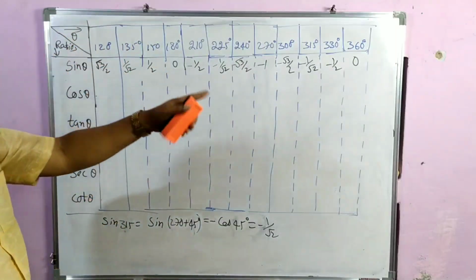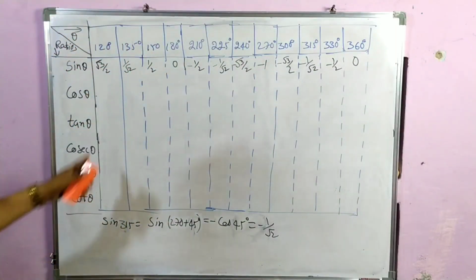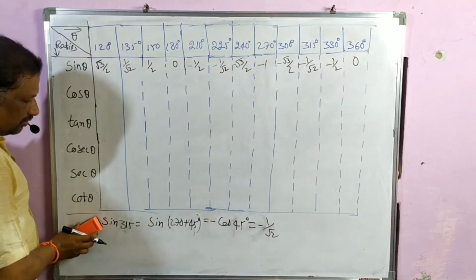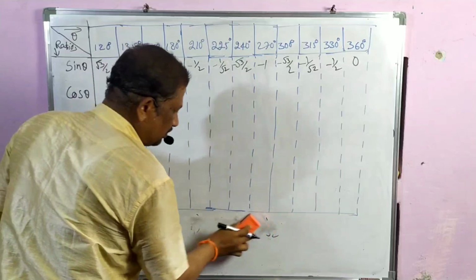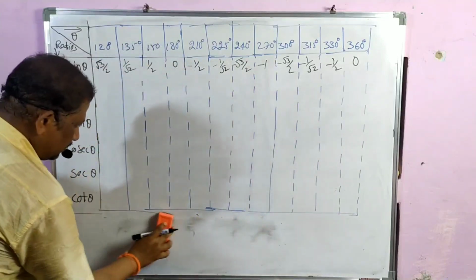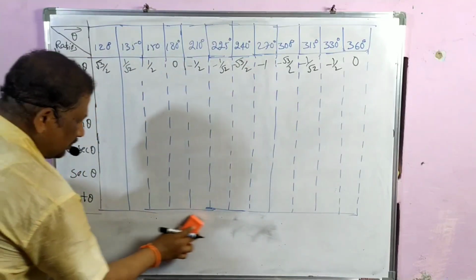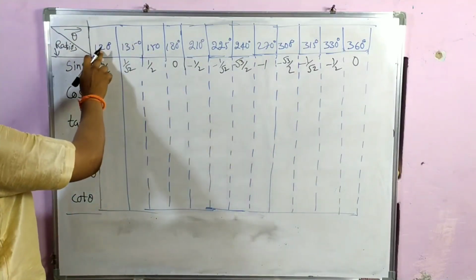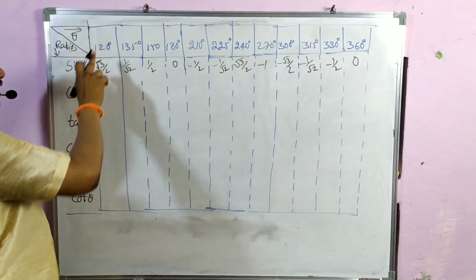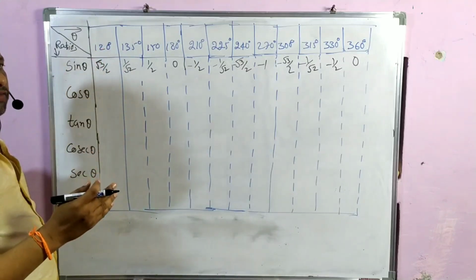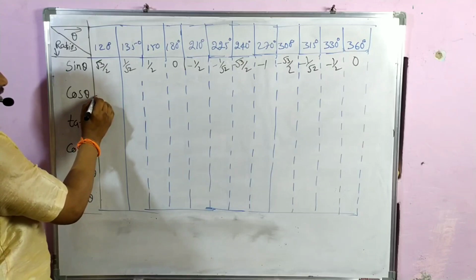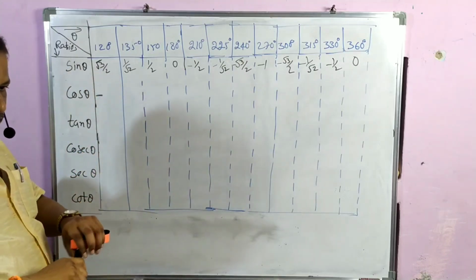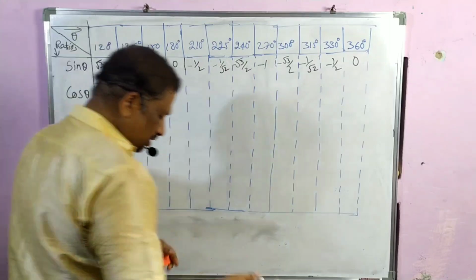Okay, it comes in reverse way. Clear? In the same way, for cos also we can do. So what will we get for cos? Cos 120 degrees: cos 90 plus 30. It falls in the second quadrant. In the second quadrant cos is not there. What do we have in the second quadrant? Sin and cosecant. So cos is not there.